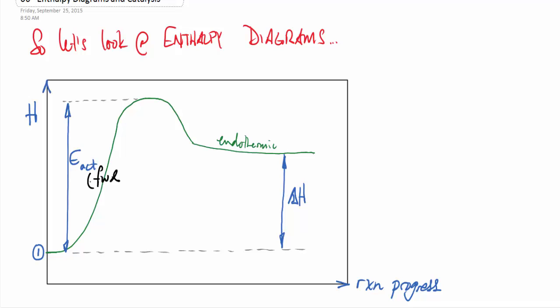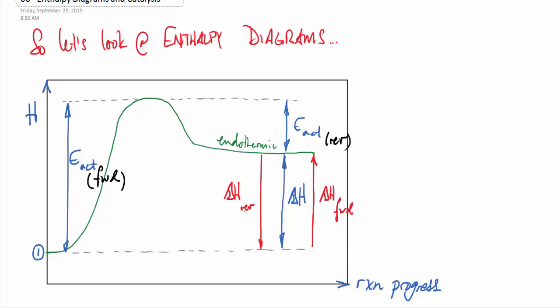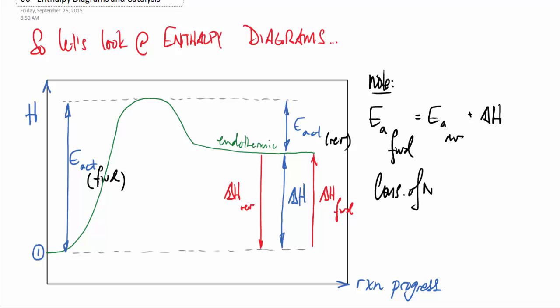Here's the activation energy for the forward reaction, and if you look over here you can see the activation energy for the reverse reaction. Notice that delta H for the forward and reverse reactions are the same with an opposite sense. And there's also this other interesting feature, and that is the forward activation energy is equal to the reverse one plus delta H. That's the conservation of energy law working for you yet again.